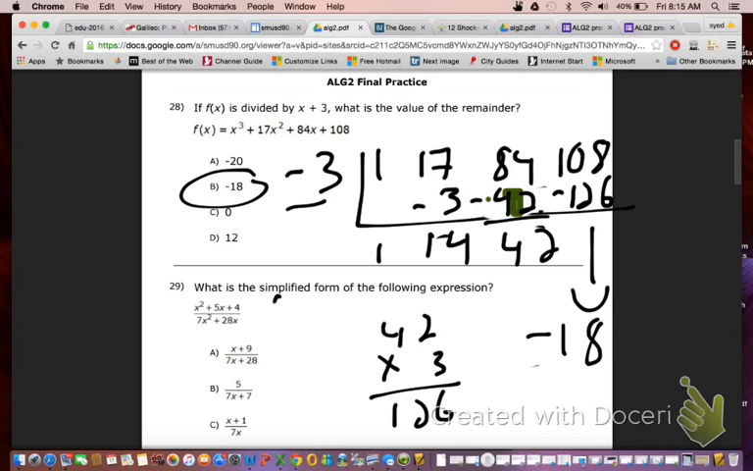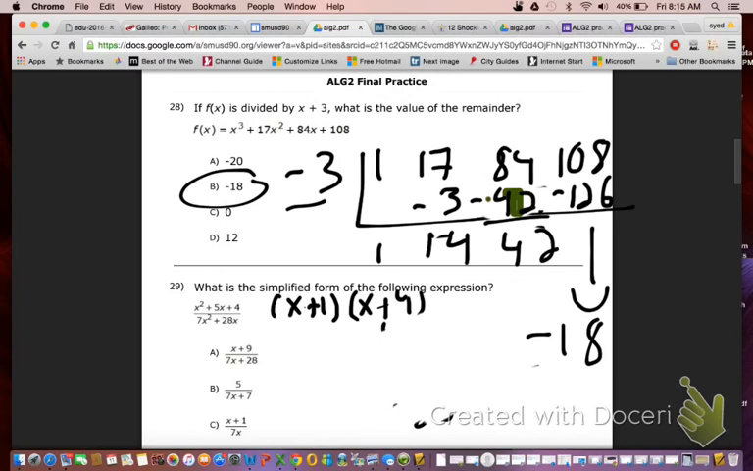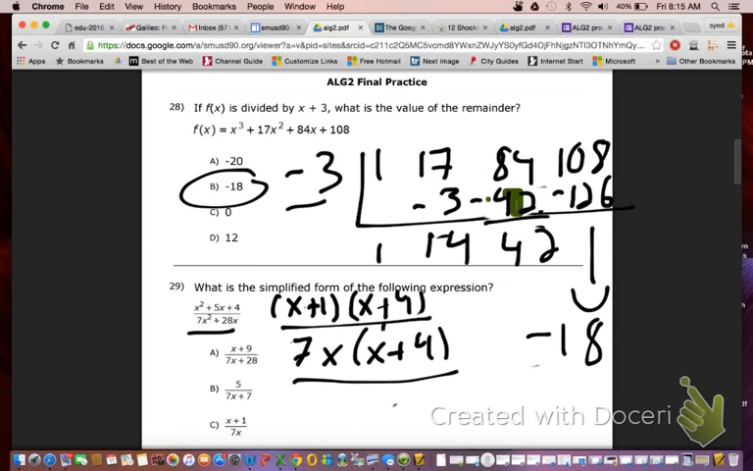This problem, you want to factor it as x plus 1, x plus 4, divided by 7x parentheses x plus 4. Because this multiplies to this. Now, this cancels, so it's x plus 1 over 7x. So it has to be C.